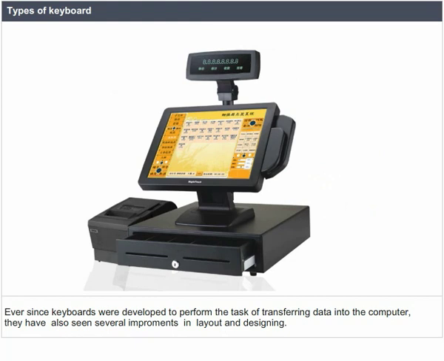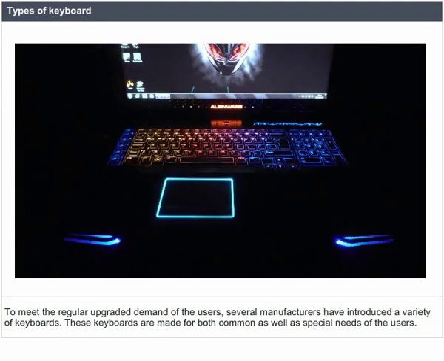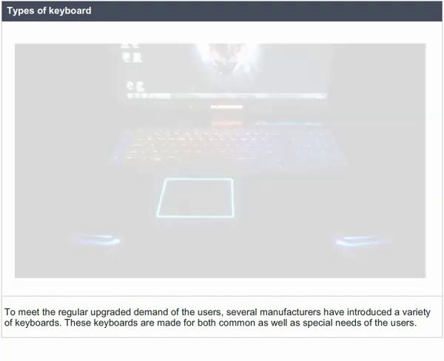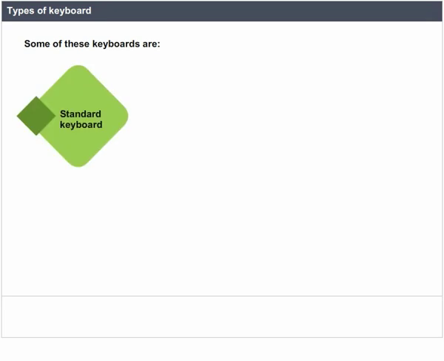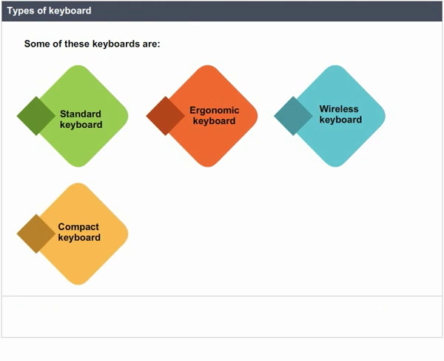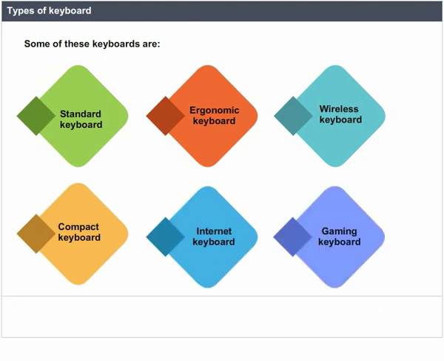To meet the regular upgraded demand of the users, several manufacturers have introduced a variety of keyboards. These keyboards are made for both common as well as special needs of the users. Some of these keyboards are standard keyboard, ergonomic keyboard, wireless keyboard, compact keyboard, internet keyboard, gaming keyboard, and more. Standard keyboard. The standard keyboard has been popular for the last 20 years.